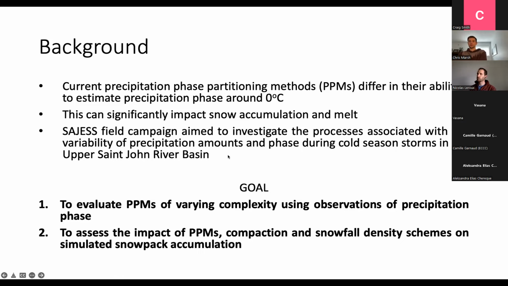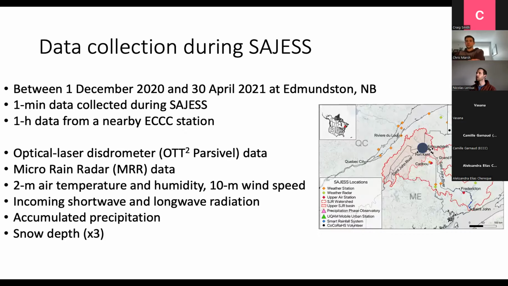So the goal of my presentation right now is to first evaluate different PPMs, so phase partitioning methods, using observations of precipitation phase at the surface, as well as to assess the impact of the different PPMs, compaction and snowfall density schemes on simulated snowpack accumulation. So first, I'll introduce SAJESS and the data we're using here.